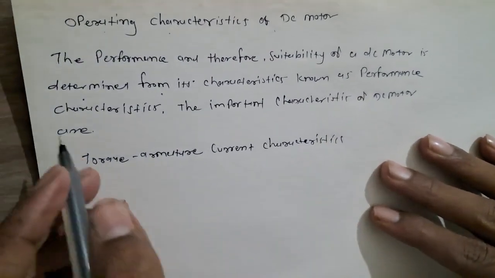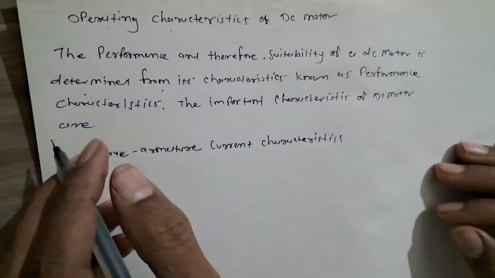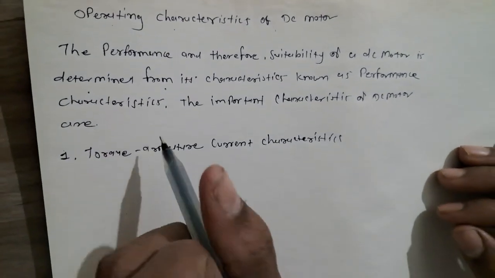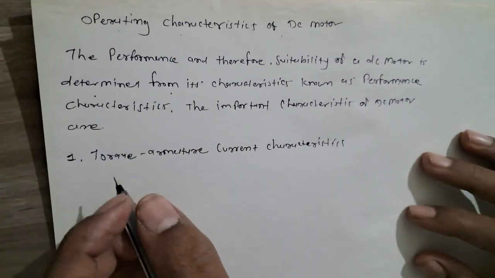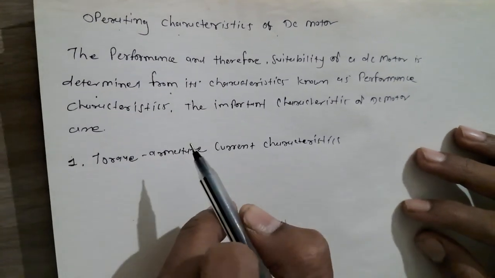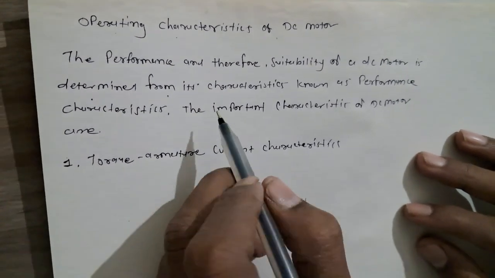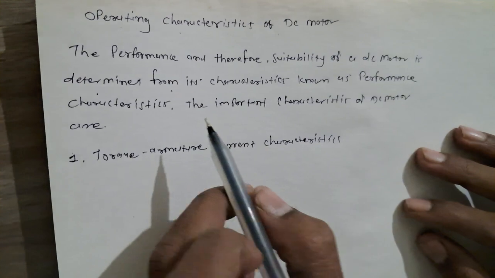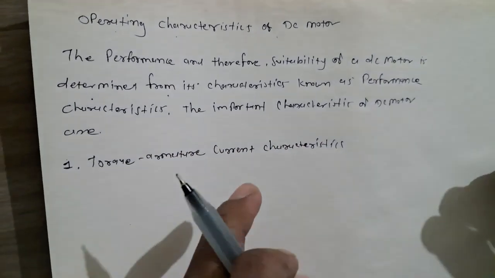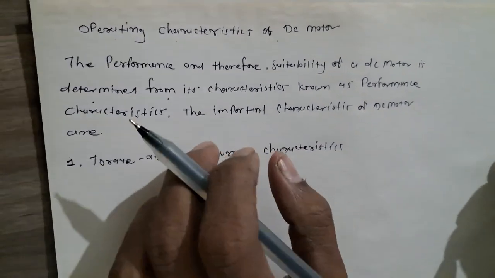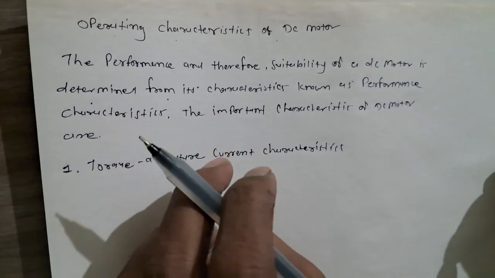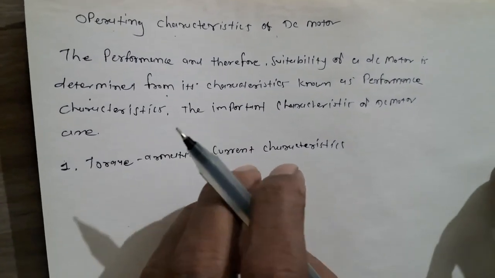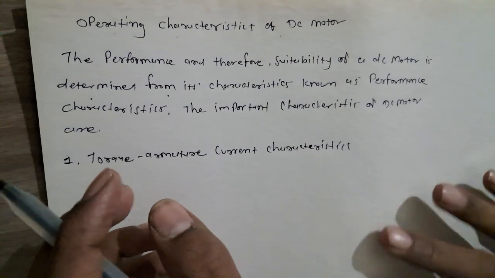So the torque armature current characteristic: this characteristic curve gives the relation between torque developed in the armature T and armature current IA. This is also known as the electrical characteristic.